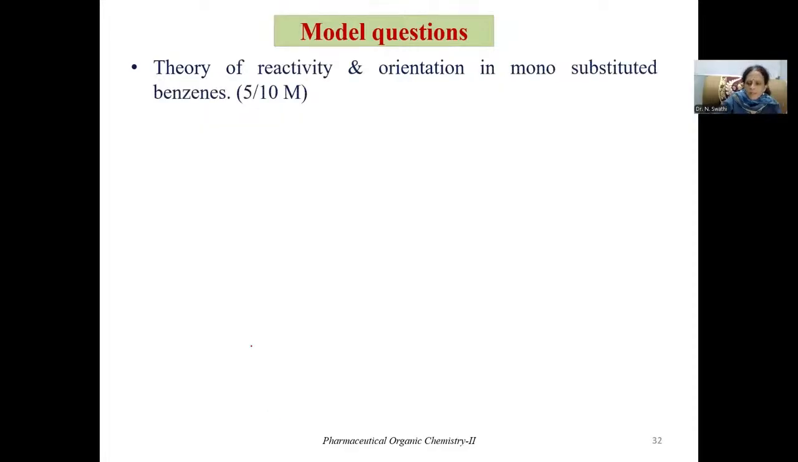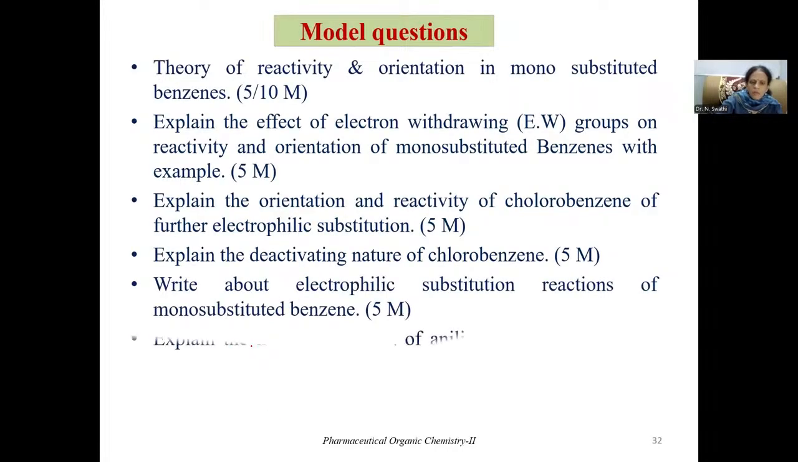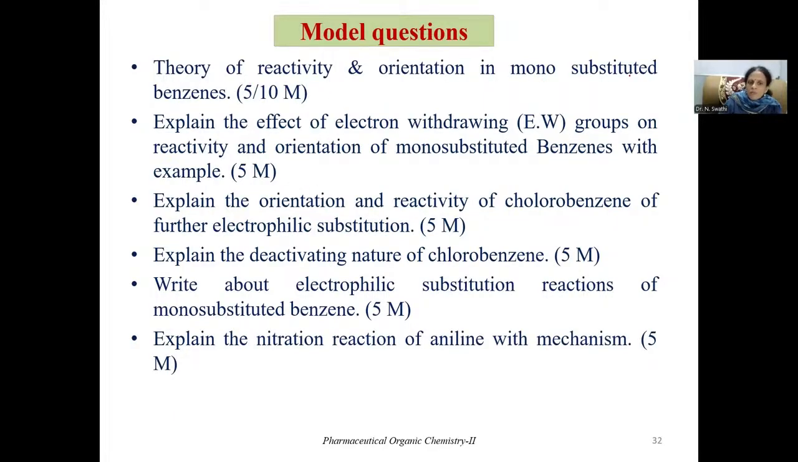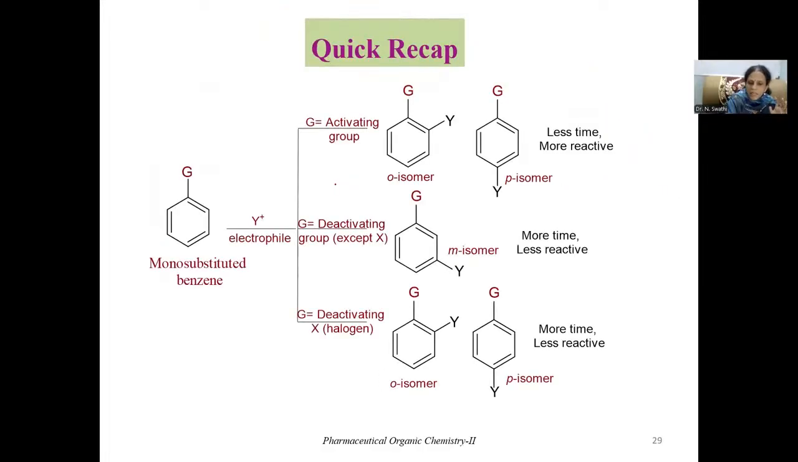Now coming to the 5 marks or 10 marks questions, these are the questions. These questions cover the overall topic, that is, the theory of reactivity and orientation in monosubstituted benzene. That means you have to write the whole thing, or write the schematic diagram which I have shown earlier. Let me show again. You write this, and from this try to give some examples.